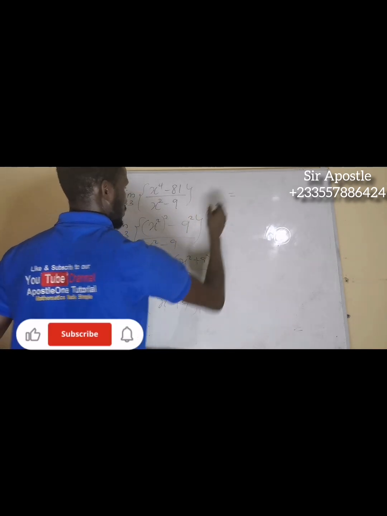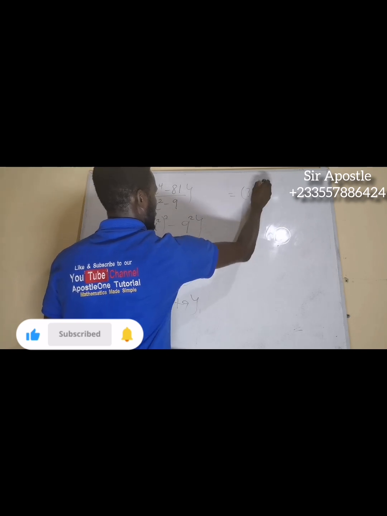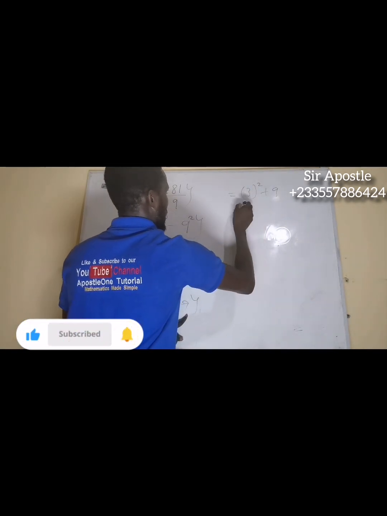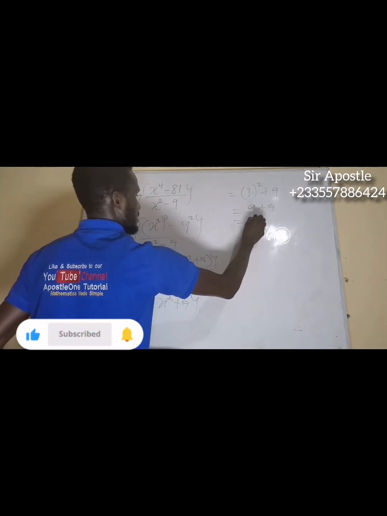Now the x is 3, so we're going to get 3 squared plus 9. 3 squared is 9, and 9 plus 9 is 18.